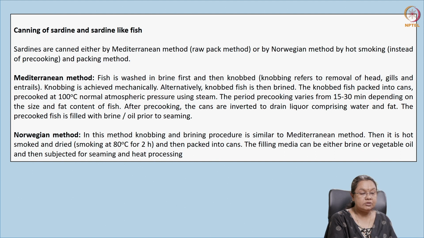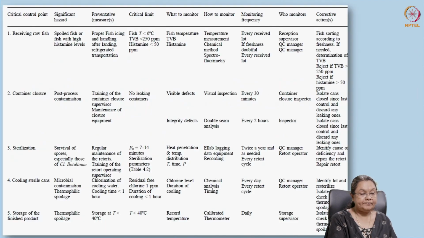After these two processes, it is hot smoked and dried, and smoking is done at 80 degrees centigrade for 2 hours. This gives additional flavor to the product, and the flavor also depends upon the kind of wood being used for smoking. The smoke gets deposited on the surface of the fish. It improves the flavor of the product. After smoking, it is packed into the can, and filling media like brine or vegetable oil are added, and then we go for the retorting.